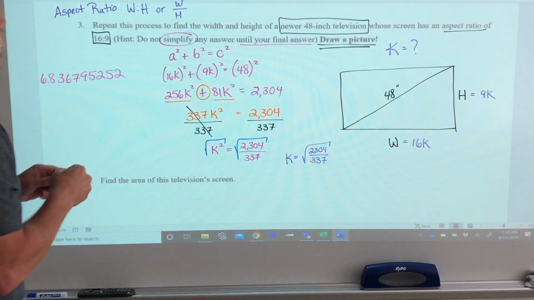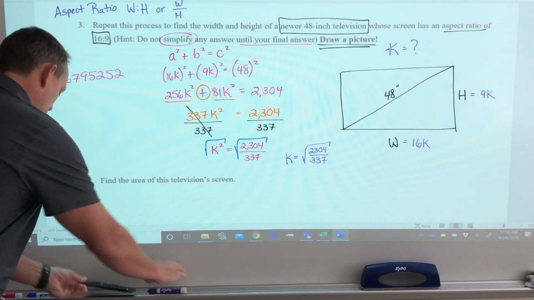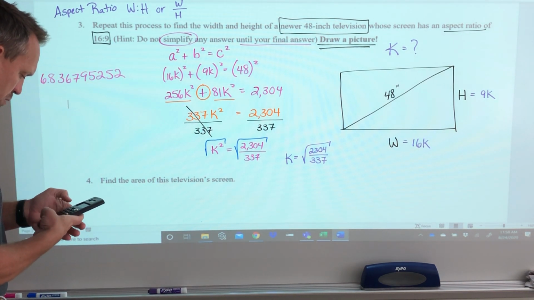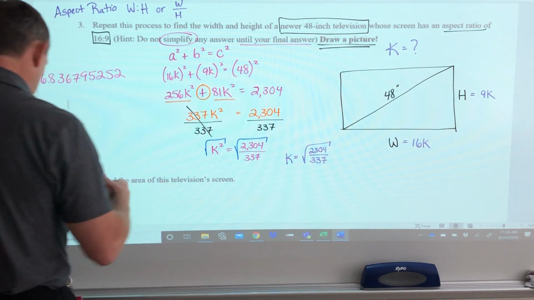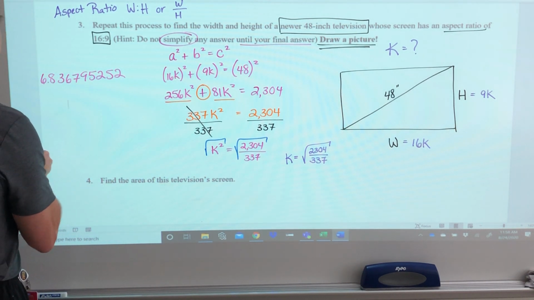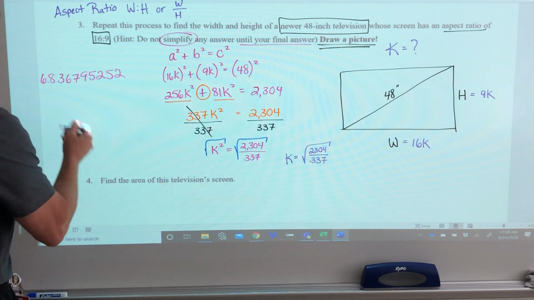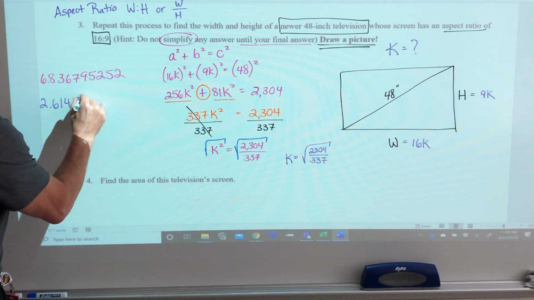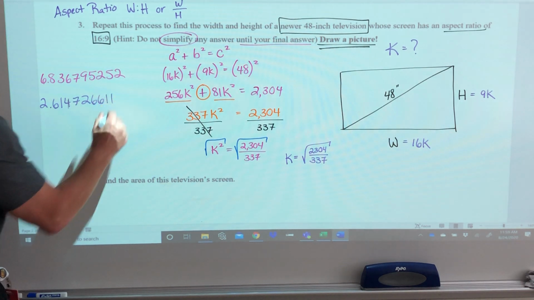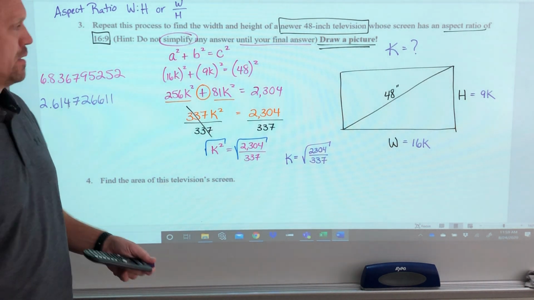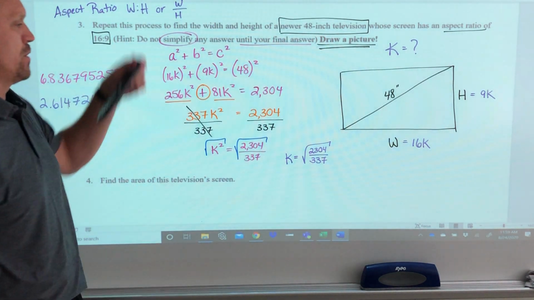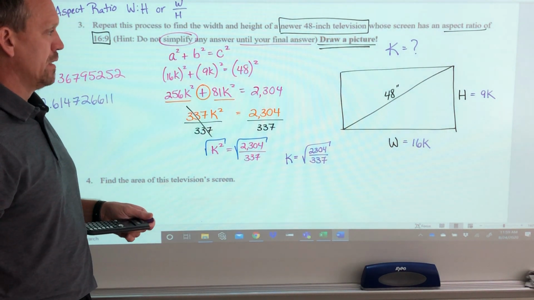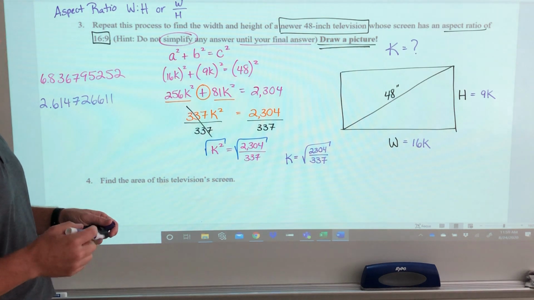If you put that into a calculator, you're going to end up with the square root of the answer, which would be 2.61472661. I don't want to write all that out either. Don't round until you get to the whole shebang.